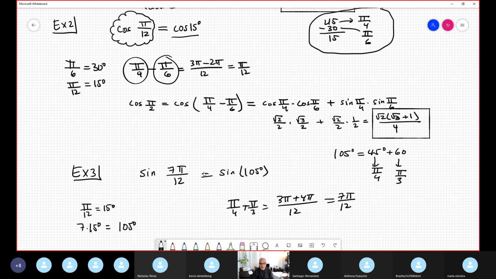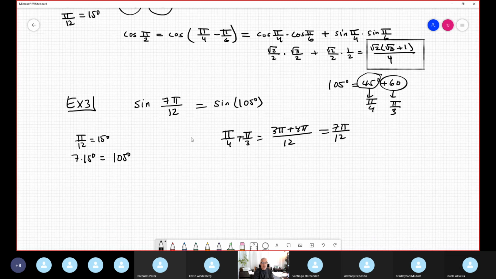Okay, so I confirm this. You don't need to do that. However, this is confirmation, okay, the selection was correct. So, split 7 pi over 12 in pi over 4. The sine 7 pi over 12 is equivalent to sine of pi over 4 plus pi over 3. Do you follow me, guys? Yes, Professor. Super good.